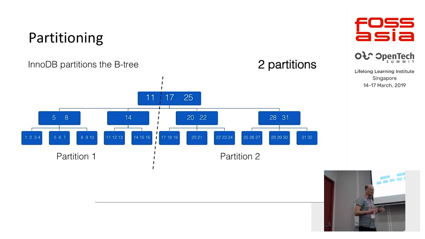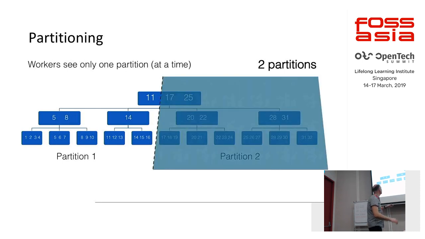So we are logically partitioning the B-tree. An alternative that some other databases do is to just hand out one page at a time to each of the workers. One advantage of partitioning like this is that if you have two workers and worker one only sees this part, we can support more than just sequential scans.